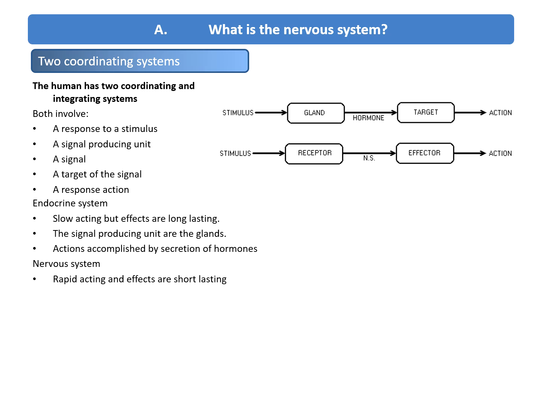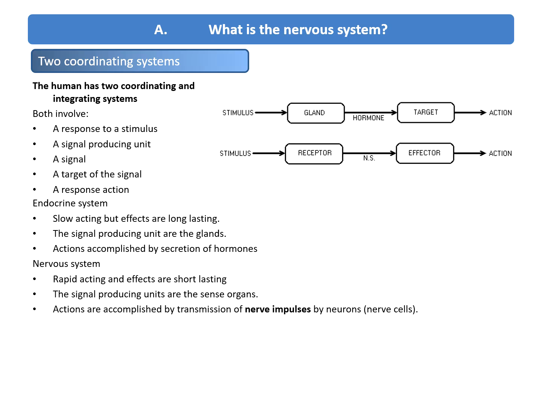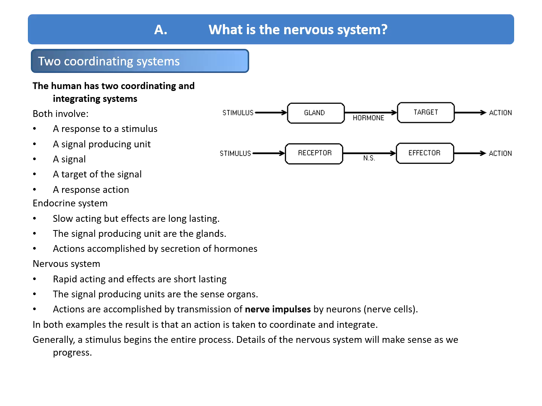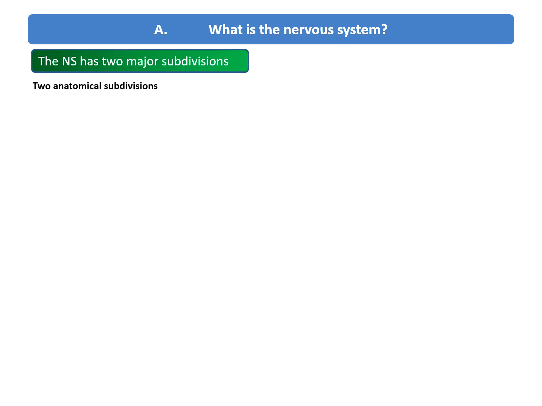The nervous system, on the other hand, is rapid-acting and its effects are short-lasting. The signal-producing units are the sense organs. The actions are accomplished by the transmission of nerve impulses. In both examples, the result is that an action is taken to coordinate and integrate. Generally, the stimulus begins the entire process. Details of the nervous system will make sense as we progress.